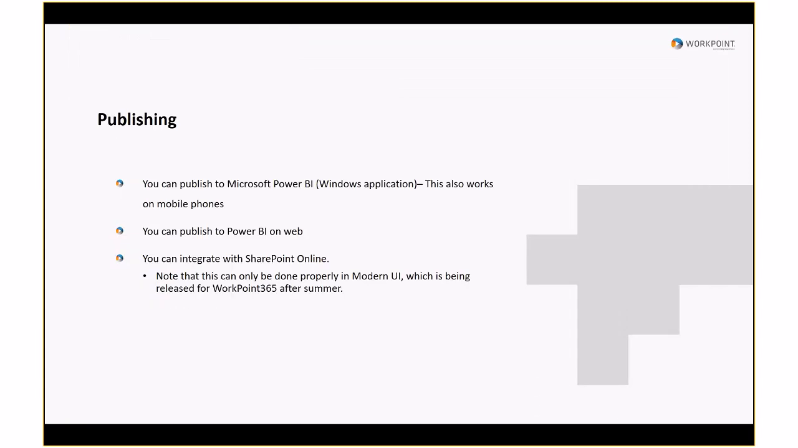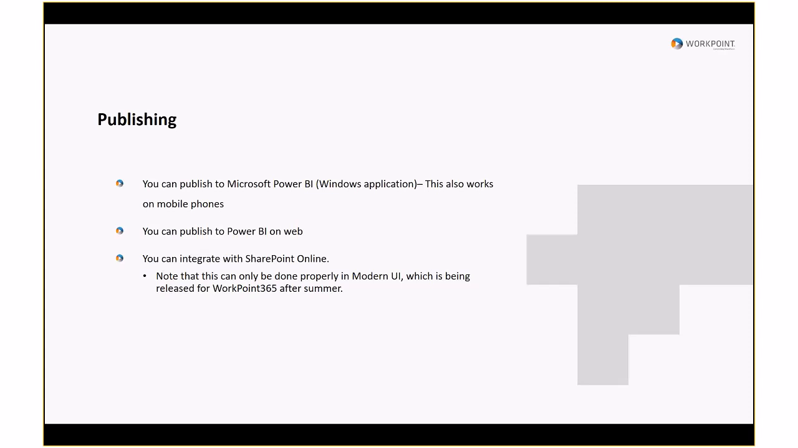Now you want this to be available to your users. There are a number of ways you can publish this. There is a Power BI application in Windows, and the beauty of that is that it is also very nifty on your mobile phone, so you can produce reports that you can publish to both Windows and mobile phones in one go. You can publish to Power BI on the web, and you can integrate it also in SharePoint Online.